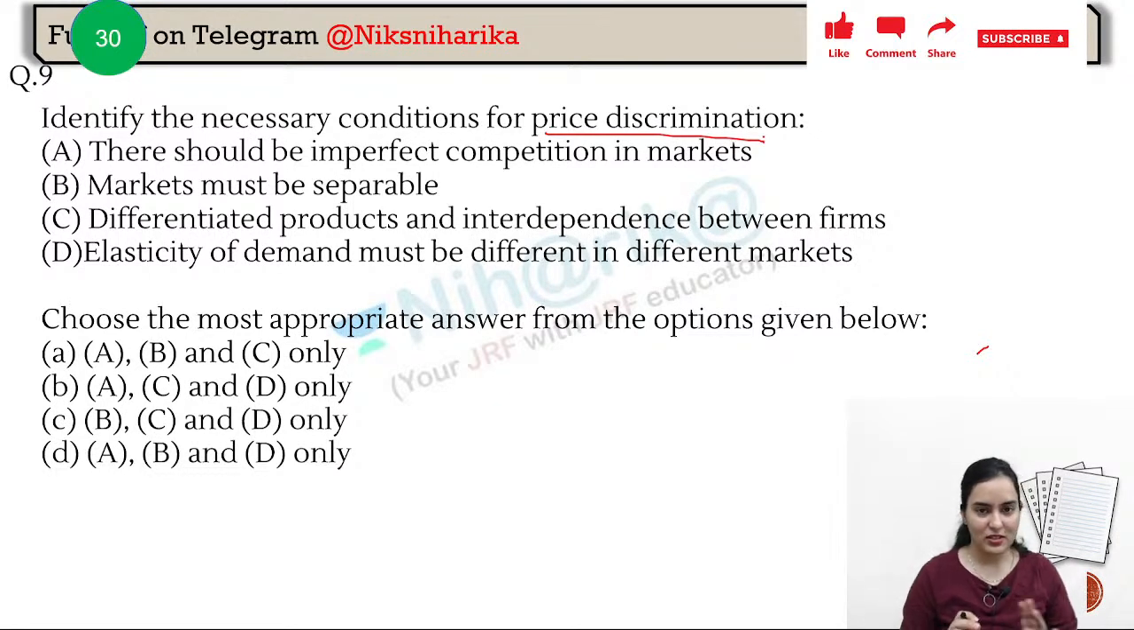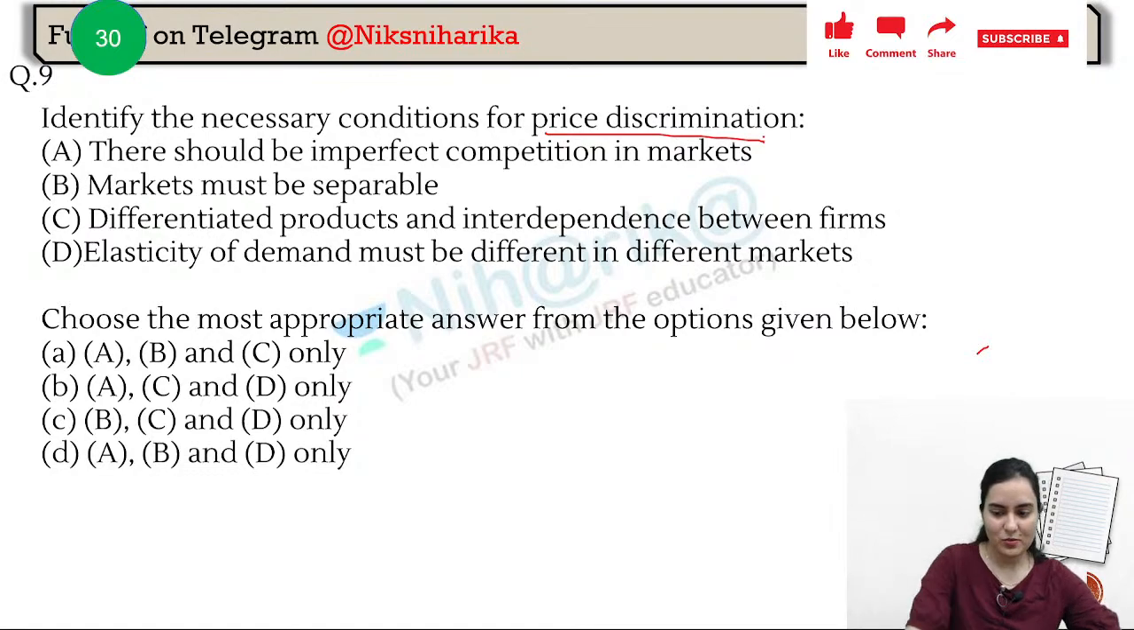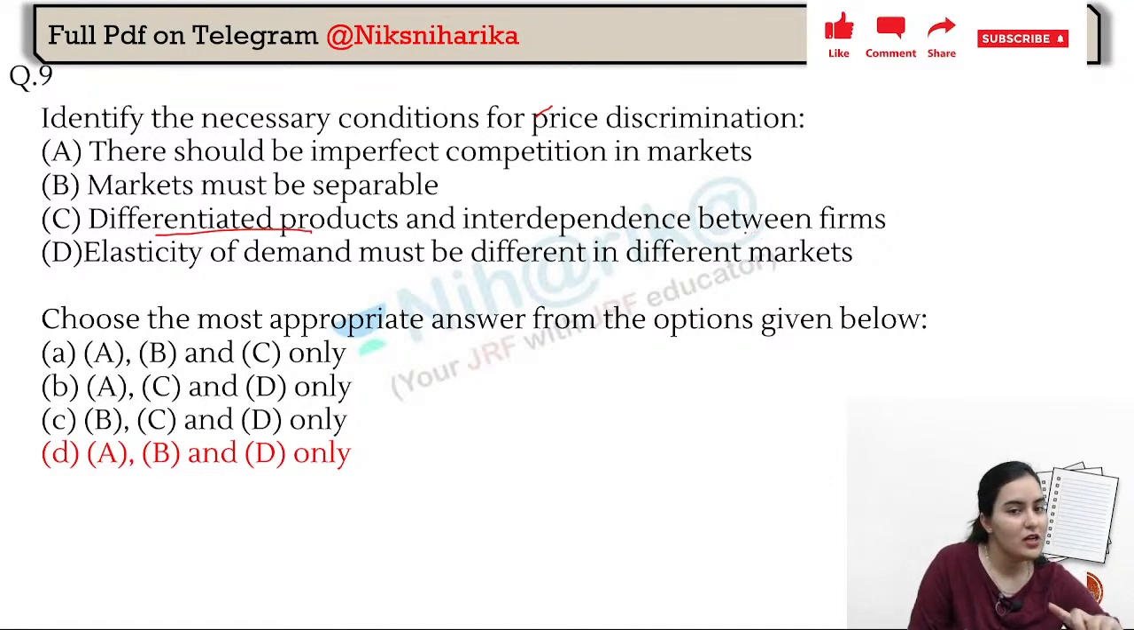There is a continuous fight between option D and option B. So option D is winning, obviously. You have to exclude option C. Why? Because differentiated products and interdependence between firms are not necessary. Basically, differentiated products are not necessary for price discrimination.